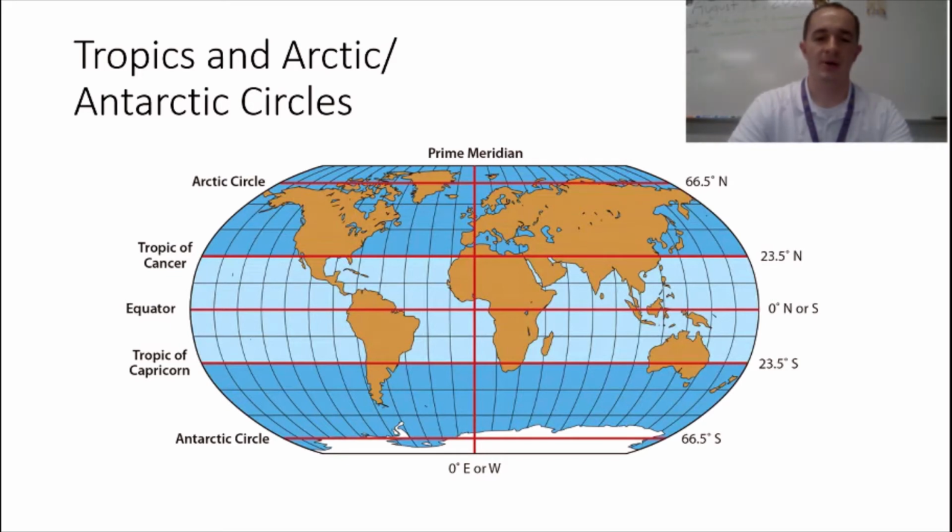So if we look at the very bottom line, the red line at the very bottom, all that white by Antarctica, that's a hard word to say, below 66.5 degrees south is in a polar zone in the south. And then if we look in the middle of our map, so the very middle line is the equator, and if we go 23.5 degrees north or south, we get another red line.